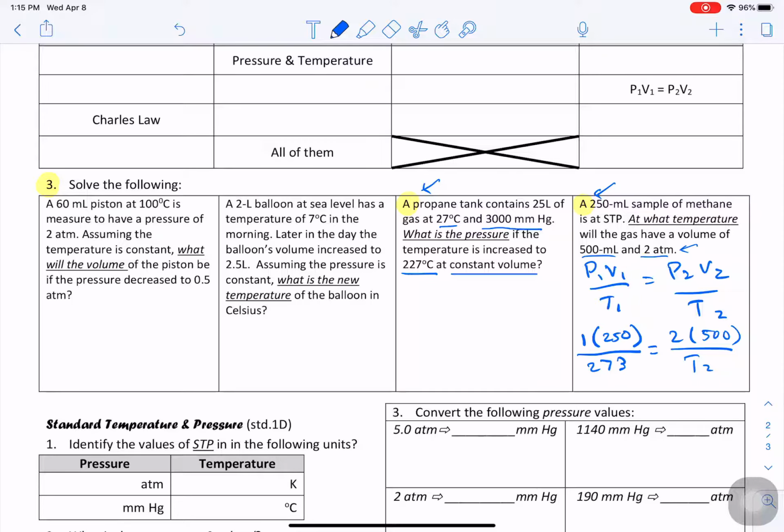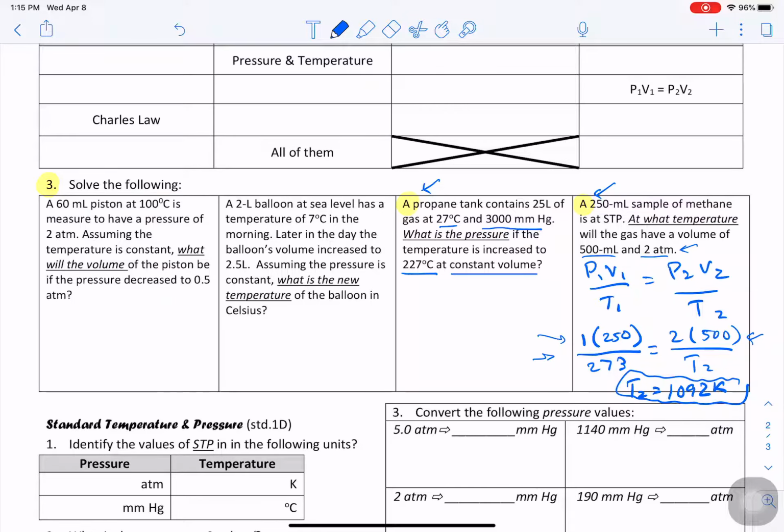The best way to go about this is simplify your numerators first. Then on this side, do the 250 divided by 273. And then you guys can cross multiply or solve for T2. Whichever way you want to solve algebraically, do it. T2 comes out to be 1092 Kelvin. I'm just going to circle it for you.